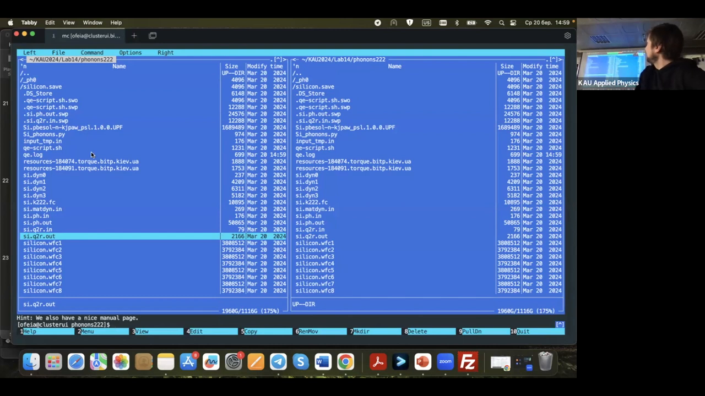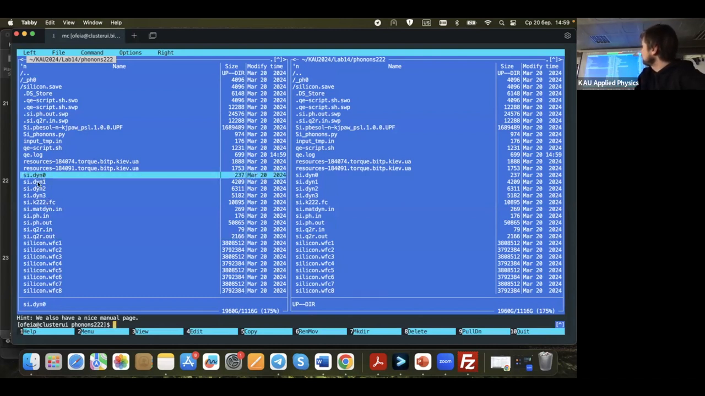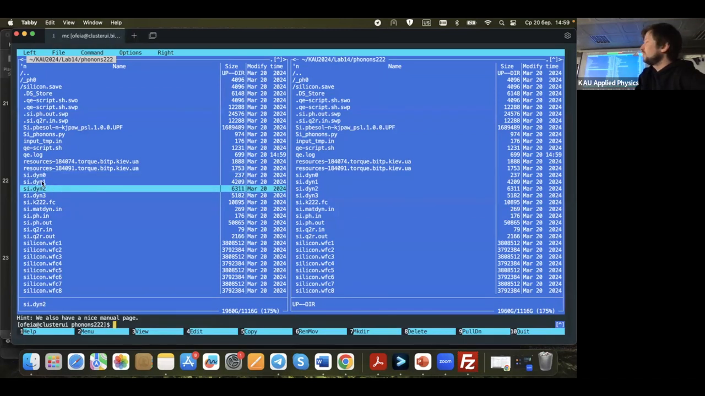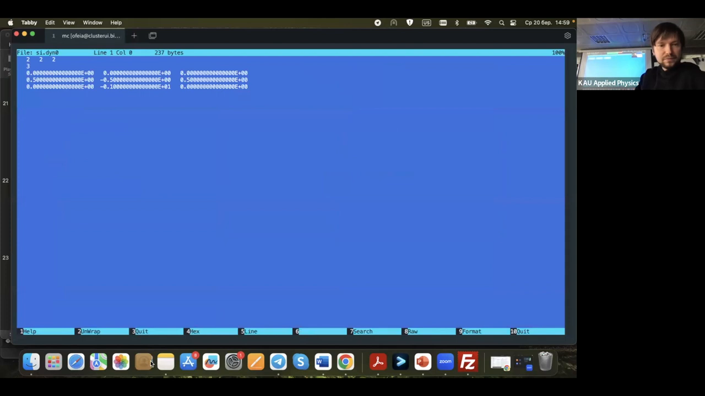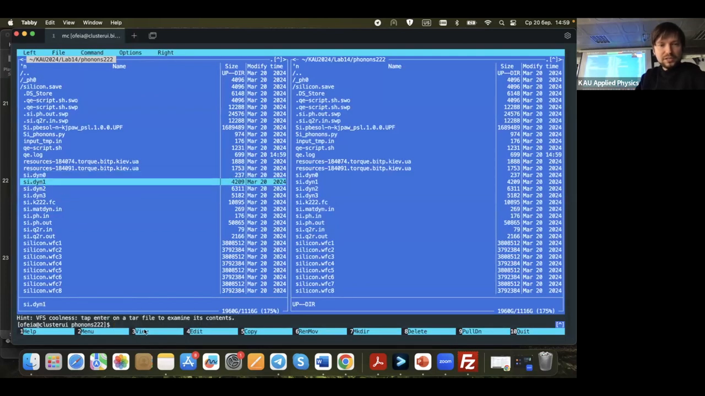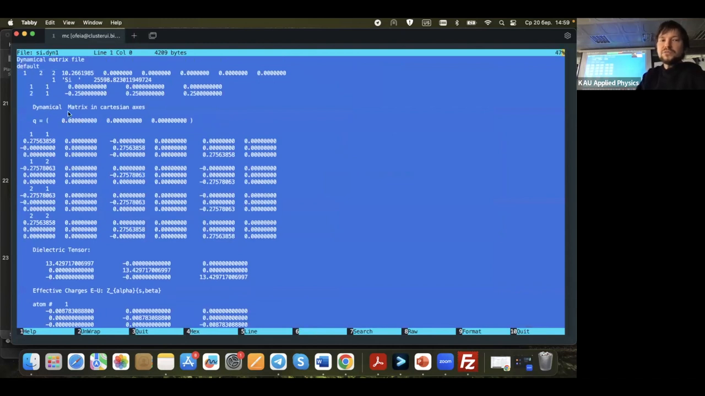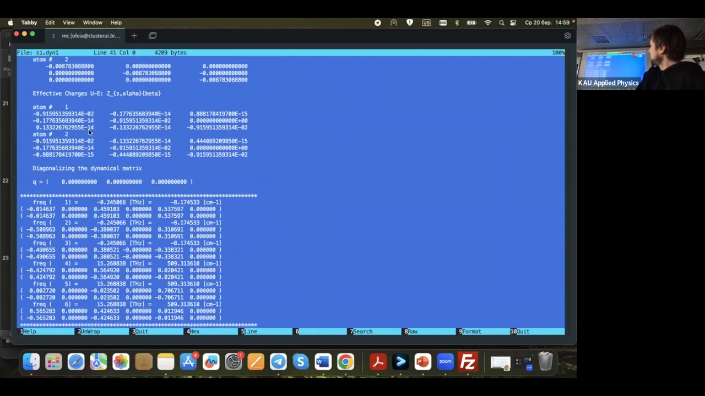Okay, we have some files, dyn0, dyn1. Maybe you can guess, these are dynamical matrices. Dynamical matrices for each Q point. So it's one matrix, another matrix, yeah, you see. It's for the first Q point. And here are some frequencies. It's the frequencies which we got from our ph model. We should work with them.